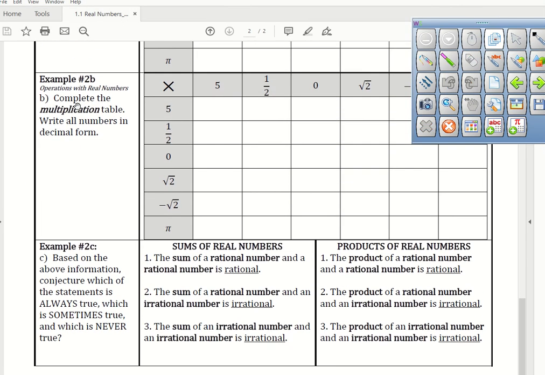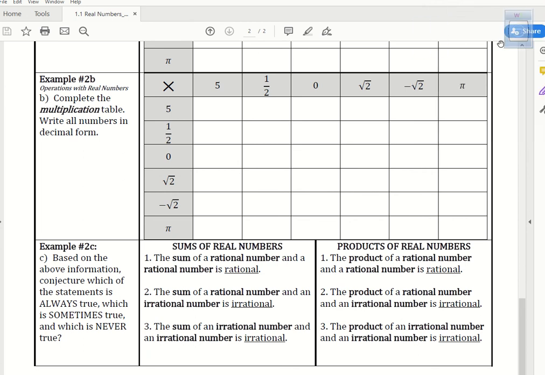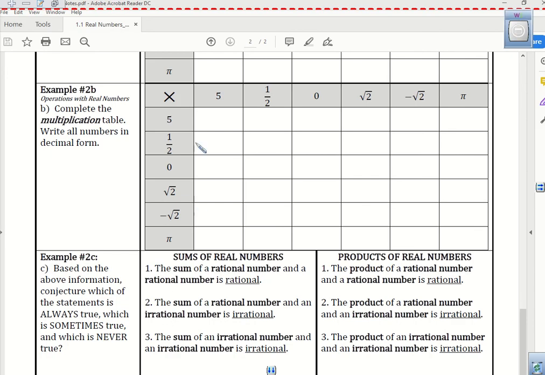Now we are multiplying. Complete the multiplication table. Same idea, except you are multiplying, and you guys can use your calculator here. 5 times 5 is 25, right? 5 times 1/2 is 2.5, just rounding. 5 times 0 is 0. I'm going to pause the video. I want you guys to pause to finish filling out this box, and then we will meet back together.